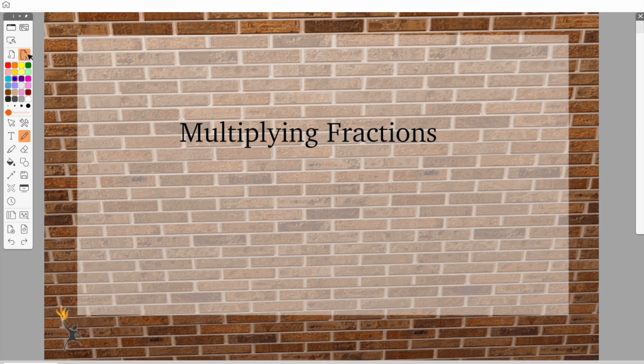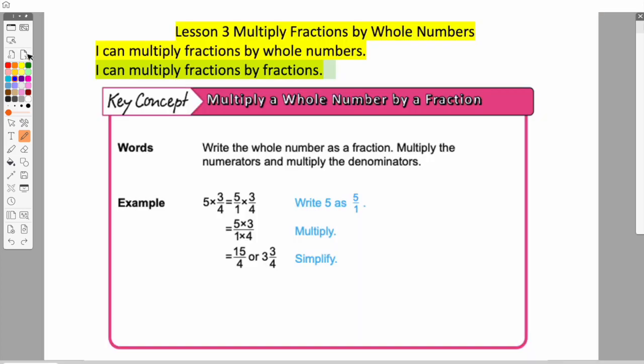All right, so let's take a look at how to multiply fractions. Our goal by the end of the day is to be able to multiply fractions by whole numbers and fractions by fractions. Again, this should be a review from your previous years, probably 4th and 5th grade. Let's take a look at it. So how do we do this?